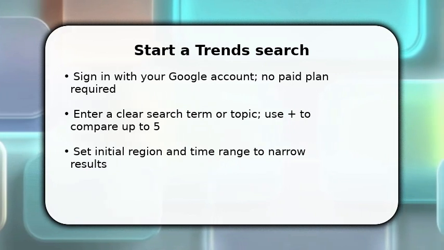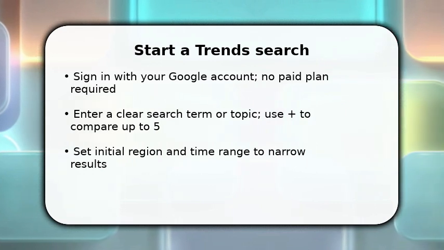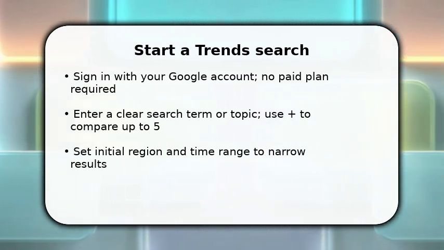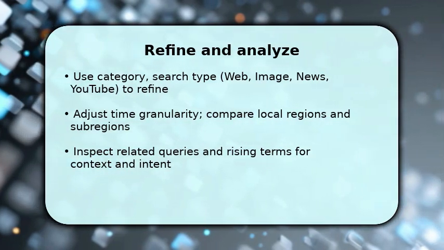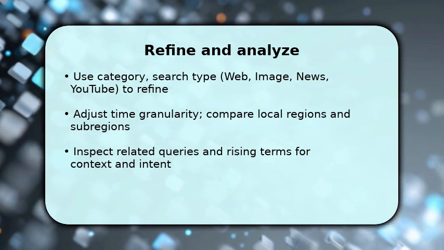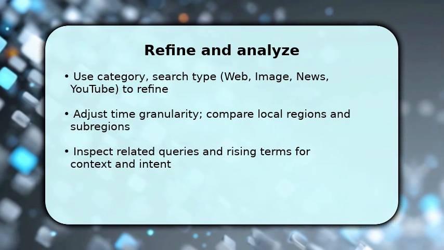Make sure to choose an appropriate category if your term is ambiguous, because that excludes unrelated searches and improves signal versus noise. Now you refine the query. Switch search type between web, image, news, or YouTube to match user intent, because different platforms show different behavior patterns.